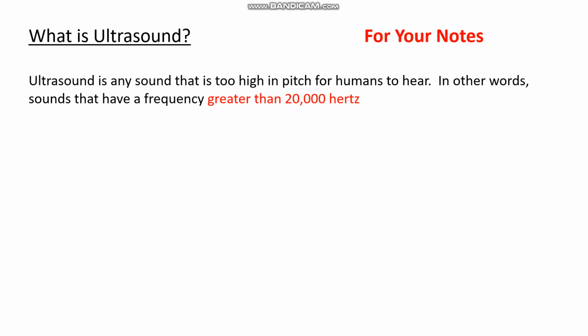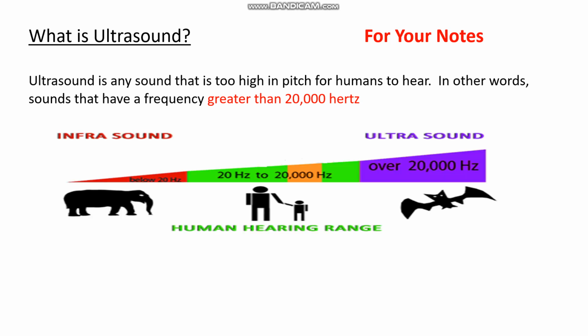Okay, this needs to go in your exercise book, so can you put the title, What is Ultrasound? Ultrasound is any sound that is too high in pitch for humans to hear. So in other words, sounds that have a frequency greater than 20,000 Hertz. Remember, the range of human hearing was between 20 and 20,000 Hertz. So anything beyond that 20,000 is what we call ultrasound.